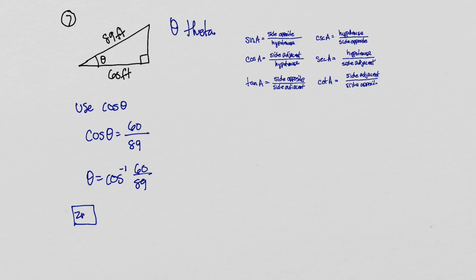So press the second key. Press the cosine key, because right above the cosine key is the inverse cosine. And that'll give us the inverse cosine parentheses, put in a 60, divided by 89. And I'm getting theta to be, to 1 decimal place, 47.6 degrees.